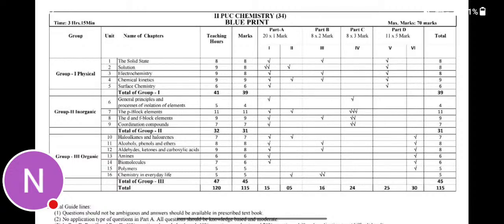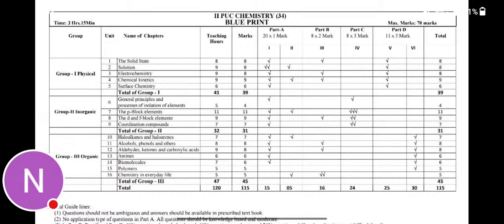Next, the 9th chapter of inorganic chemistry. The teaching hour for this chapter is 7 hours. 7 marks is allotted for this chapter. 1 mark, 1 question is there, first main, and 2 questions are there for 3 marks, part C, fourth main. So totally 3, 6 marks, 1 question, 7 marks totally. So for group 2, inorganic chemistry, the total teaching hour is 32 hours. The total marks allotted for this inorganic chemistry, all 4 chapters, is 31 marks from all these chapters.